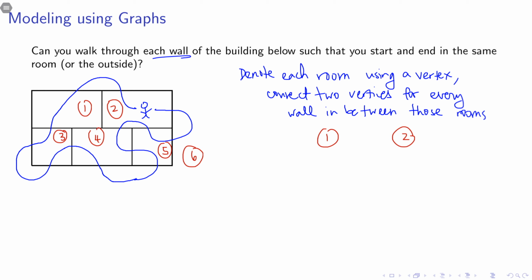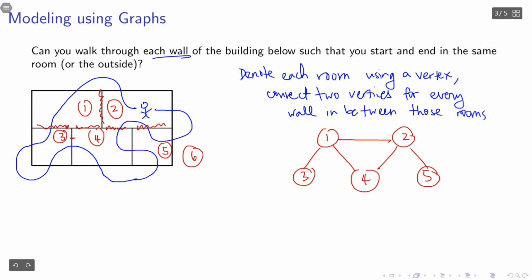So 1 is connected to 2 once, using this wall over here. 1 is connected to 3 using this wall, and connected to 4 using this wall. 2 is connected to 4 using this wall. 2 is connected to 5, and then 3 to 4 and 4 to 5 are connected. And what else? So 1 is not connected to 5, 2 is not connected to 3, right? So all we have left are the outer walls that connect everything to 6.